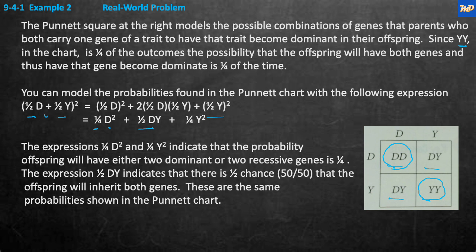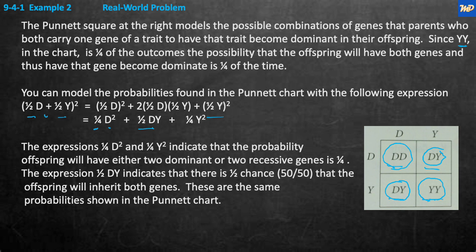And 1/4 of the time, you're going to get yellow squared. Yellow times yellow, 1/4 of the time. Here's three non-yellow, here's a yellow yellow. 1 out of 4. And there's half a chance, 50-50, that the offspring will inherit both genes, which is the dog could have a yellow and a dark gene. It could get one from the father as dark and one from the mother as yellow, or vice versa. And that is half the time. So as you see, 2 out of 4 is 1/2.